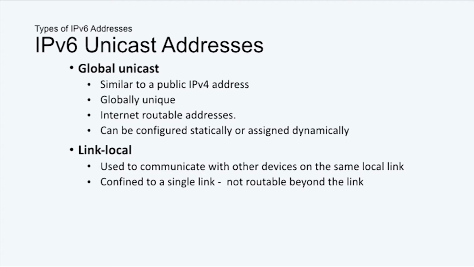The link local IPv6 address is somewhat different from anything we've talked about in IPv4, because it's used to communicate with other devices on the same local link only. These link local addresses are not routable. They're confined to that single link and cannot be routed beyond that link.